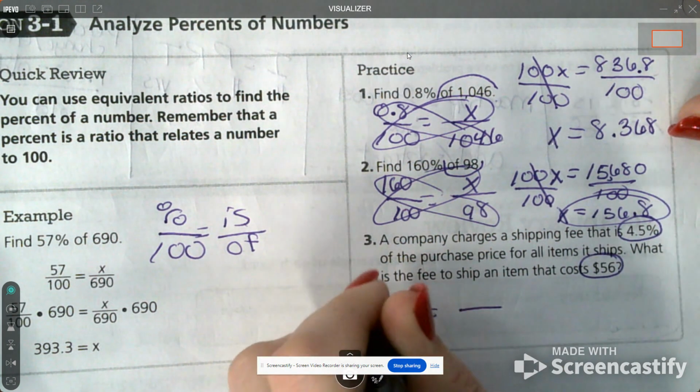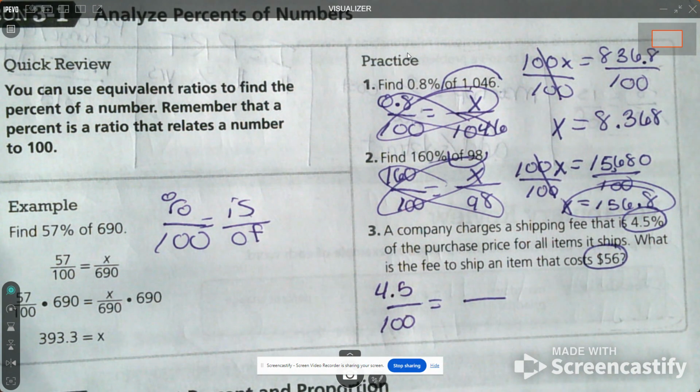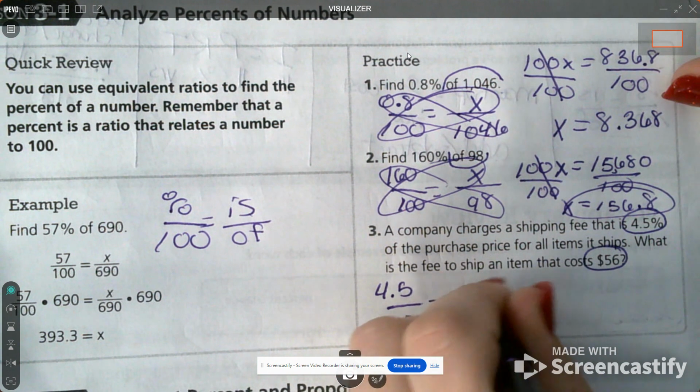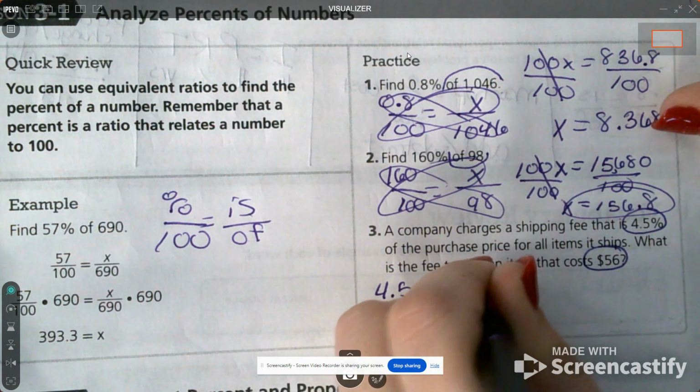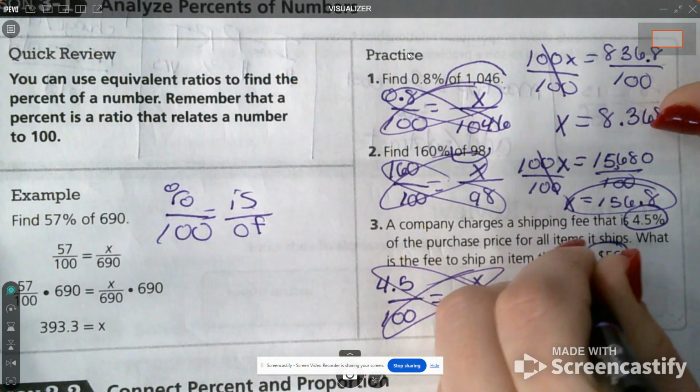So my percent goes on top of 100. Where does my 56 go? If the item costs $56, is that part of the price or the whole price, Diego? Would $56 be part of the price or the whole price? Well, if the item costs that much, it has to be the whole price. And so that means X would be the part. You would cross multiply and get 100X.